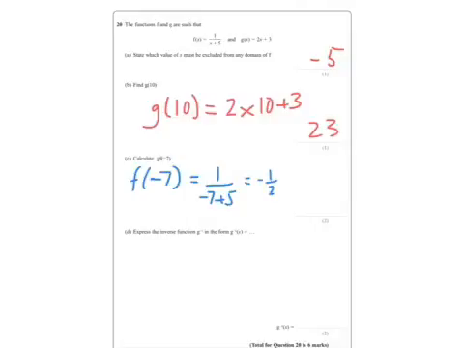And then I'm going to do g of minus a half. So that's going to be 2 times minus a half plus 3, which is going to give me 2. Alright, so with that one, you do the second letter first. Which I suppose is slightly counterintuitive, but there you go.